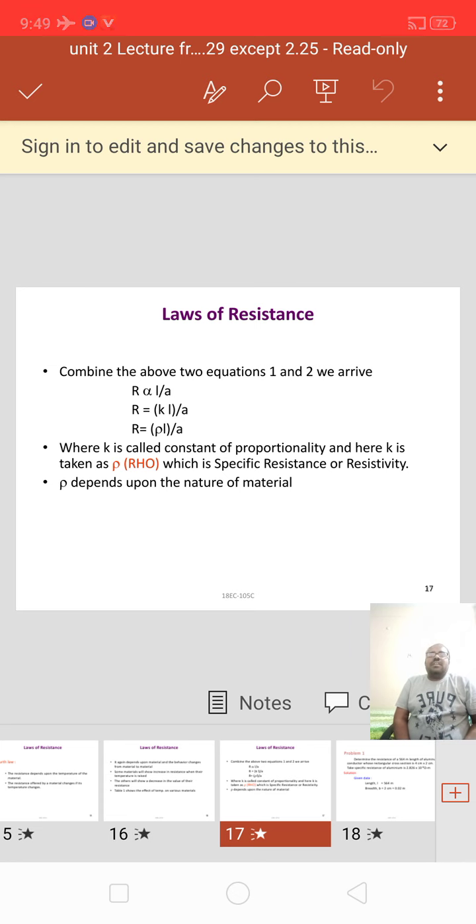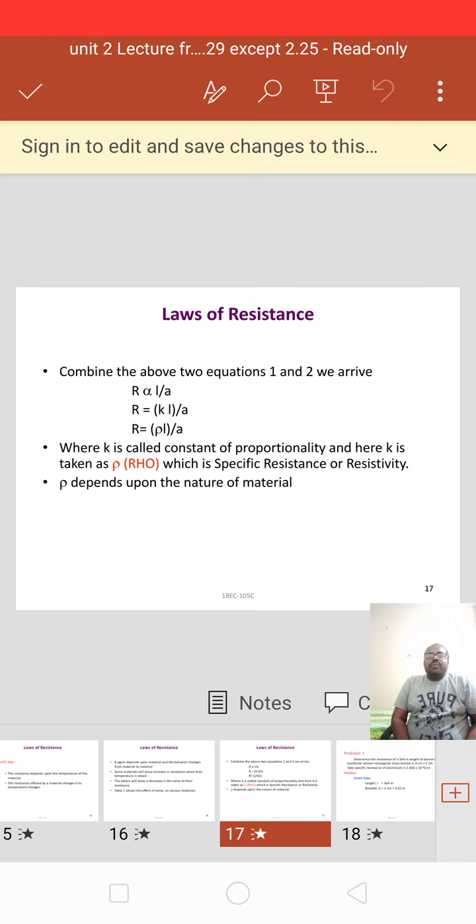Okay, we will learn about the temperature changes afterwards, but for our convenience, here I am informing about the laws of resistance only. Now combine all the four laws, that is, combine the above two equations 1 and 2. We have R proportional to L by A, and we take out the proportionality constant, giving R equal to K into L by A.